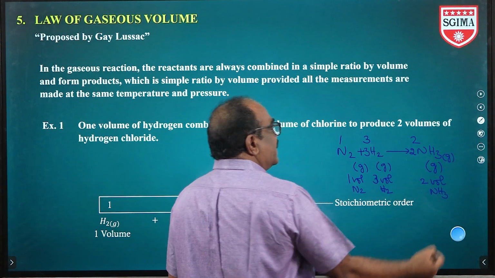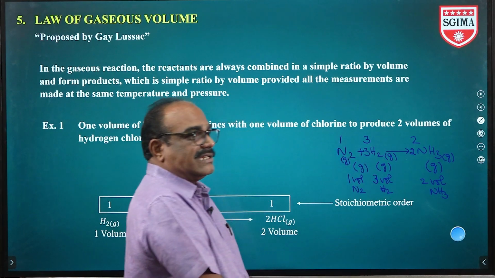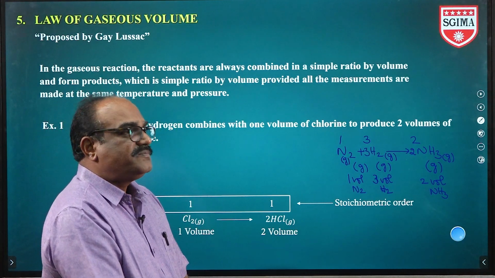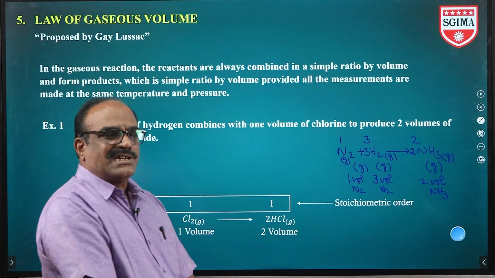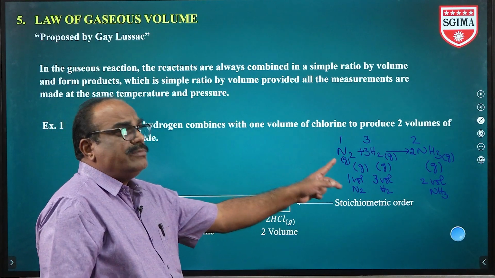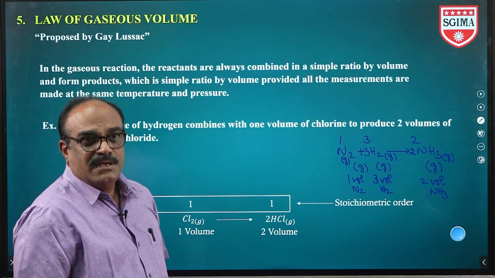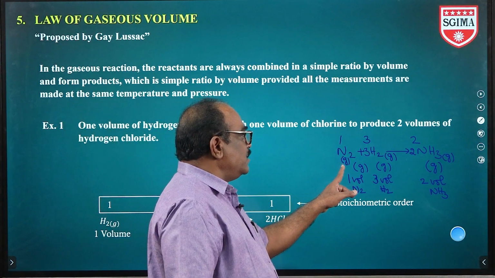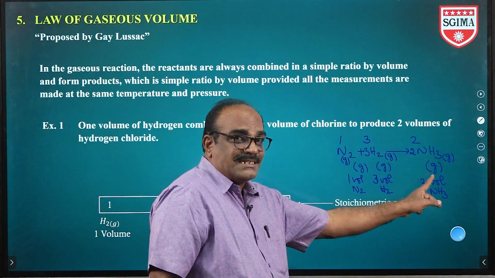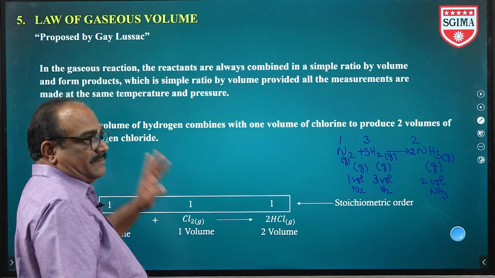Please remember, with the products you can establish the relation only when the product is also gaseous in nature. First condition, this is applicable to gaseous substances only. And second condition, this rule is strictly applicable when the volume measurements of all the substances are made under the same temperature and pressure. At whatever temperature and pressure nitrogen volume is measured, under the same condition hydrogen volume is also to be measured, under the same condition ammonia volume is also to be measured. Then only this law will be applicable.